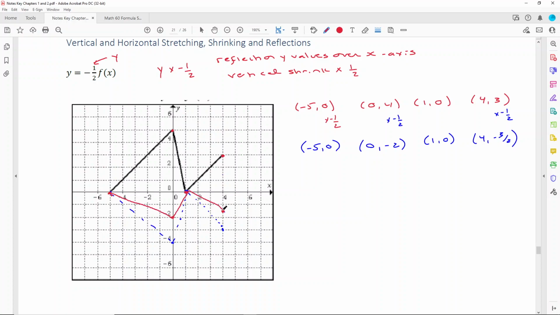So when you're doing more than one transformation, the moral of the story is you can do each transformation one at a time, and your graph will change and then change and then change. Or you pull out some key points and you transform them, put them back on your graph, and then you just have one final answer. Totally up to you. Okay.